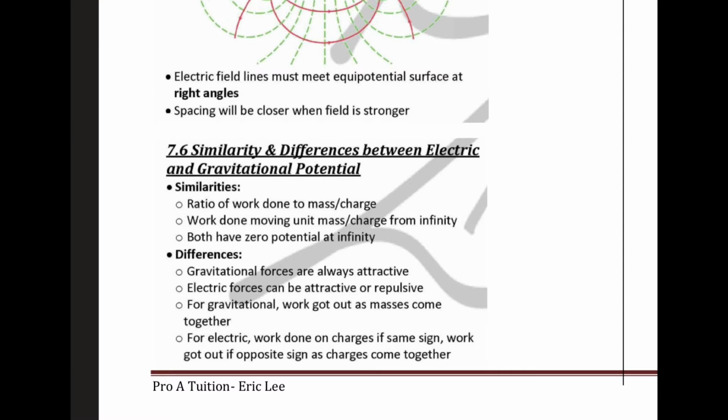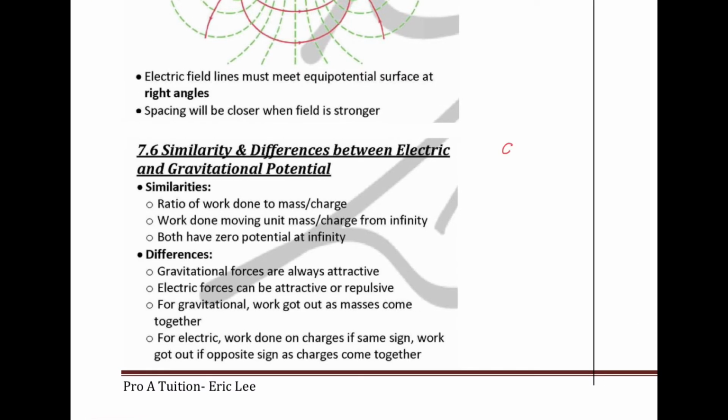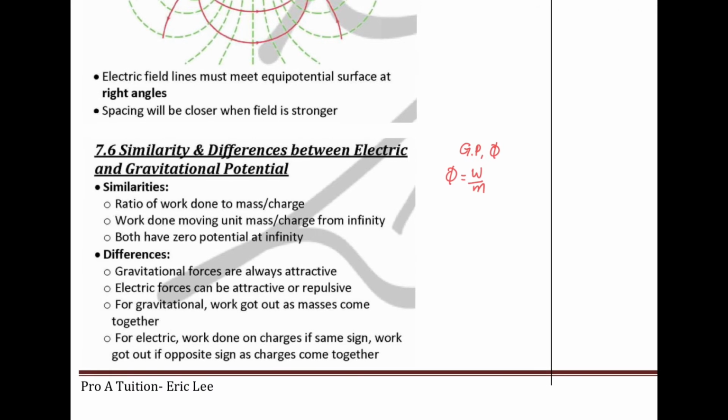Okay, so that means if we look at gravitational potential, where the symbol is phi, gravitational potential is actually work done per unit mass, whereas electric potential, the symbol is V. So V is actually work done per unit charge. Okay, so they are similar in that way. They are work done divided by something. Now let us look at the next similarities.